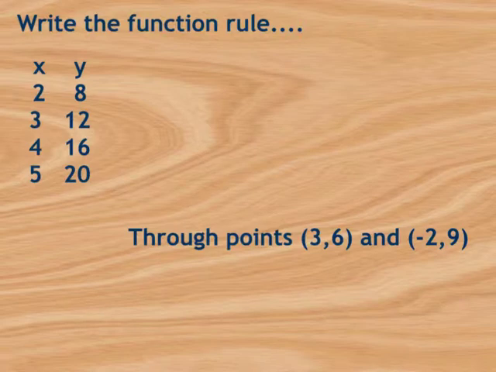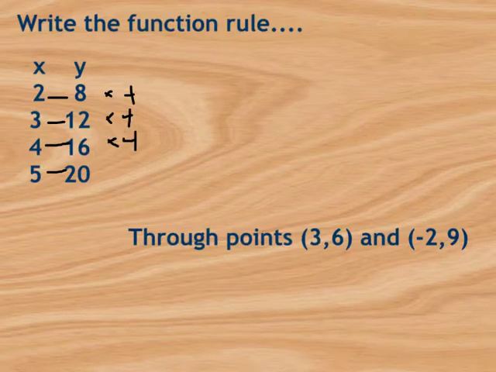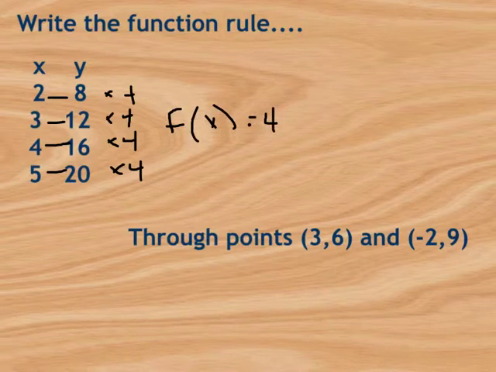We will need to be able to write equations or function rules first looking at a table. What's my pattern? Going from 2 to 8, I multiplied by 4. Going from 3 to 12, I multiplied by 4. 4 to 16, I multiplied by 4, and 5 to 20, I multiplied by 4. So my function rule is f of x equals 4 times x.